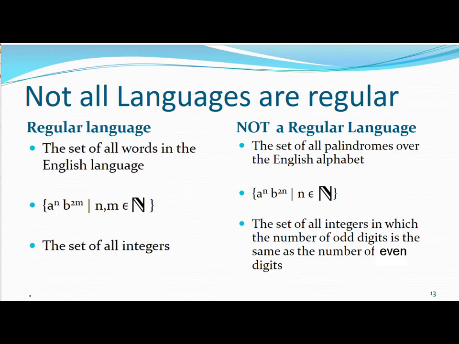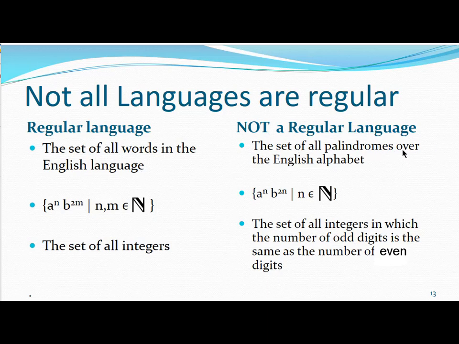So just because a lot of languages are regular doesn't mean all languages are regular. So here's some examples that are kind of weird when you first look at them, right? I will tell you that the set of all words in the English language is regular. Every single word in the Oxford English Dictionary, whatever dictionary you pick, regular.